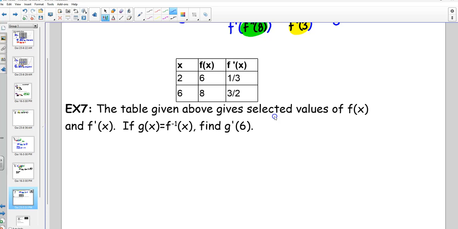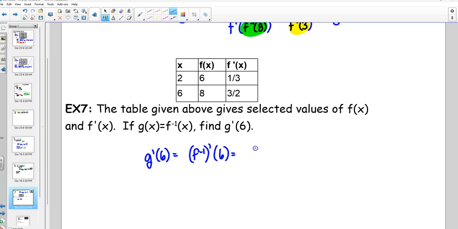They a lot of times like to use g's here instead. The table above gives selected values of f of x and f prime of x. If g of x equals f inverse of x, find g prime of 6. They like to do this because the notation is a lot cleaner when they're asking you to find the derivative. I still don't like it. I like the inverse notation better because that's how my formula looks in my head. So when they're asking for g prime of 6, they're really asking for f inverse prime of 6, right?